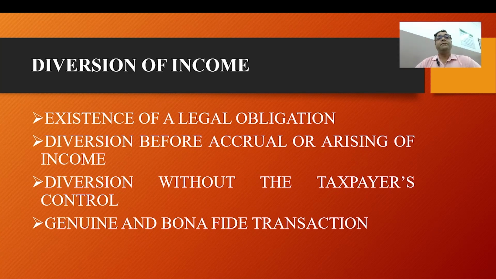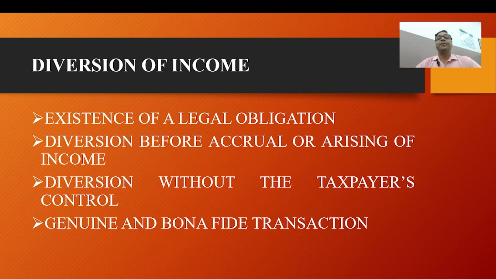Point four, genuine and bona fide transactions. The diversion of income must be a genuine and bona fide transaction, and it must not be a sham or colorable transaction intended to evade tax. If all four conditions are met, the diverted income will not be treated as the taxpayer's income for tax purposes, and it will be taxable in the hands of the third party to whom it is diverted. It means the person to whom it is paid will pay the tax.